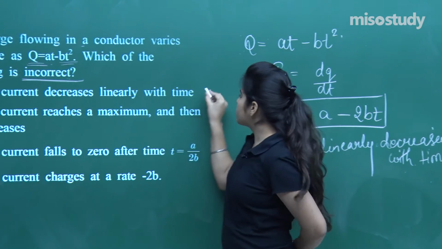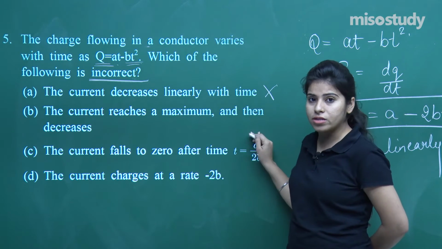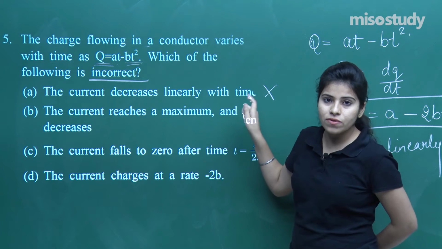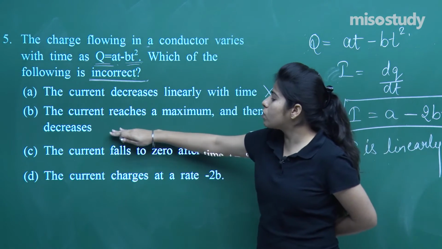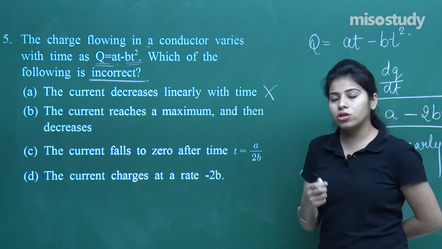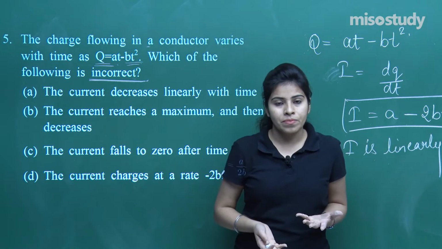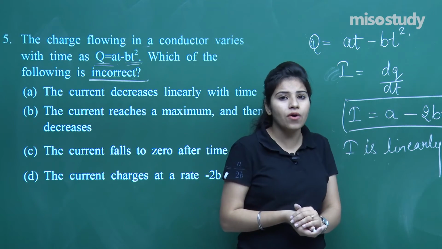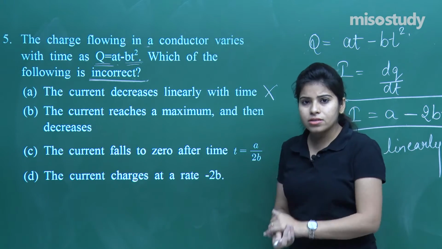So let me just mark a cross over it, because this is the correct answer. So we should not tick over that. We have to tell them the incorrect one. Now let me just focus on the option: the current reaches a maximum and then decreases. I just don't know whether the current is increasing and then decreasing with the time, because there is a linear relation. So first of all, let me verify the other options and then we will see whether it is true or not.